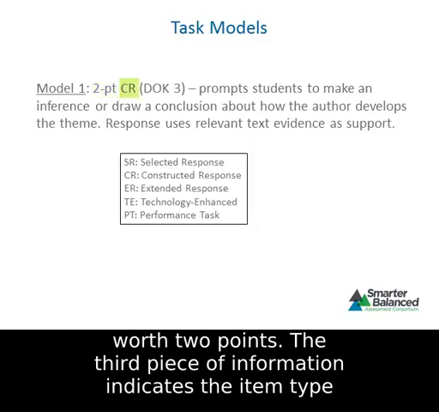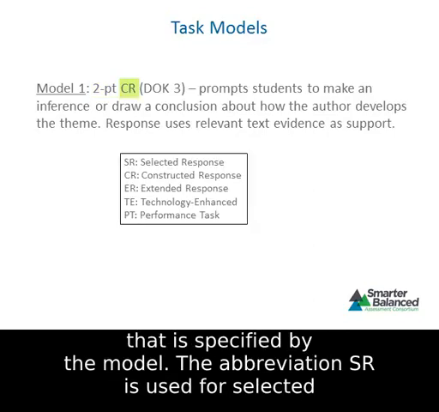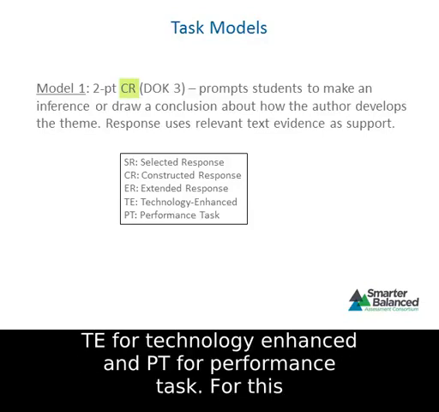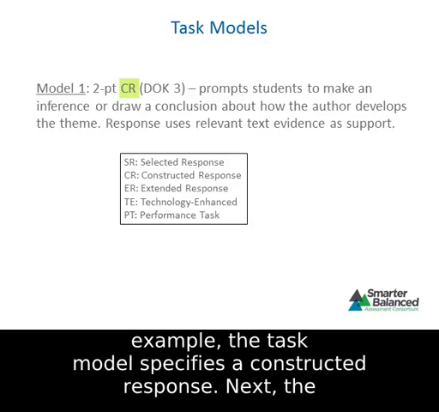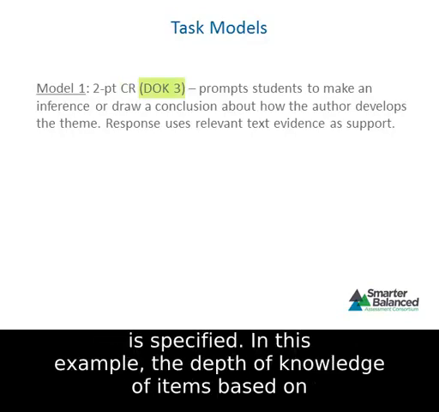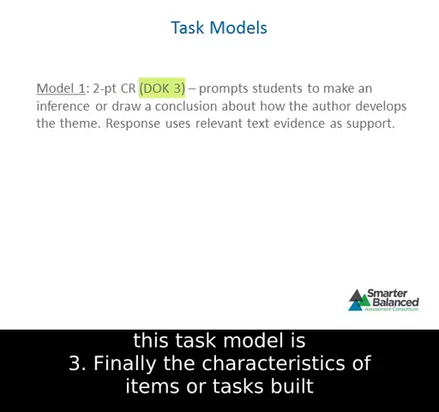The third piece of information indicates the item type that is specified by the model. The abbreviation SR is used for selected response, CR for constructed response, ER for extended response, TE for technology enhanced, and PT for performance task. For this example, the task model specifies a constructed response. Next, the depth of knowledge level to which items or tasks based on the model are to be written is specified. In this example, the depth of knowledge of items based on this task model is 3.